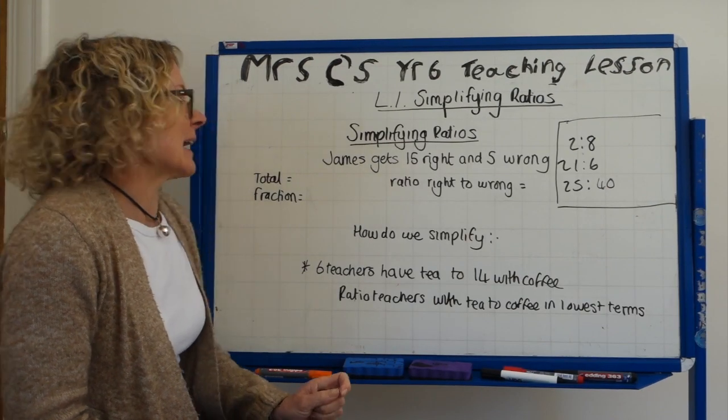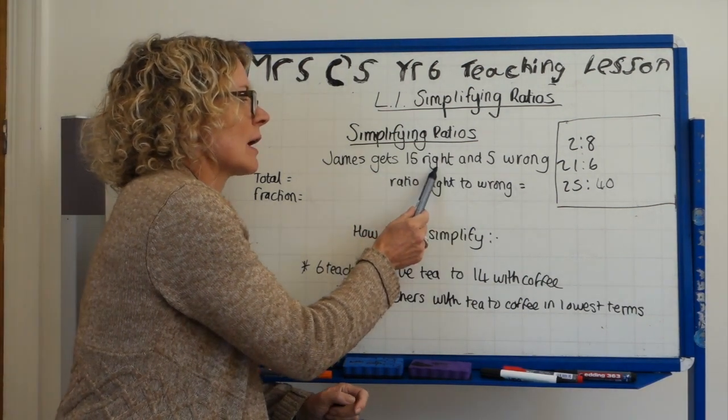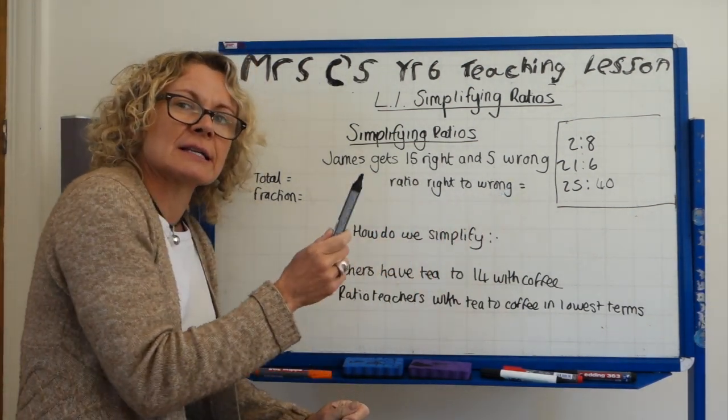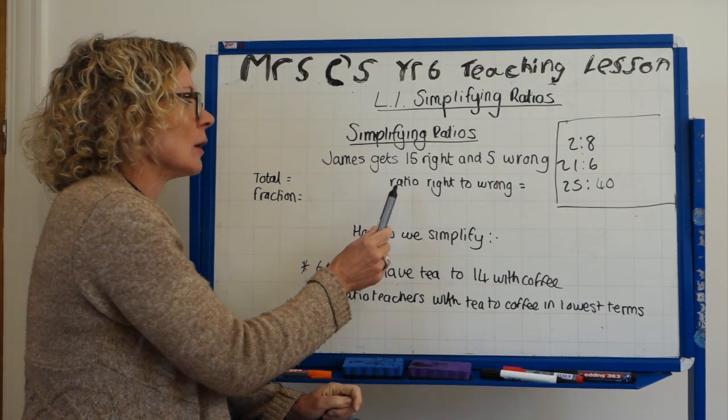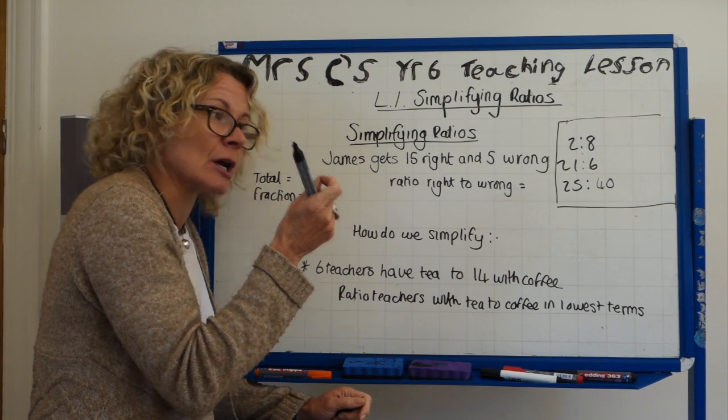Here we are back again. Right, so here is another question. James gets 15 right and 5 wrong in a test that he's doing, okay? And what we want to write, because we're comparing part to part when we're looking at ratios.